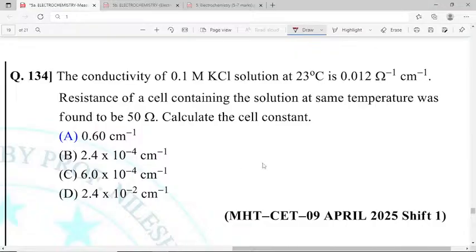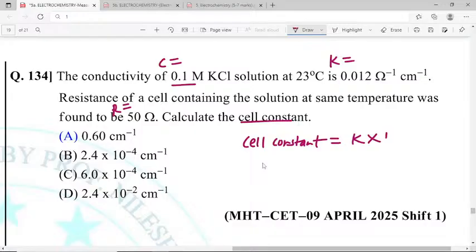The conductivity and concentration are given. Conductivity is given. Resistance is also given. Cell constant we have to calculate. So cell constant is equal to K into resistance. So substitute the value. What is the value for K? 0.012 multiplied by 50. So we'll get the answer 0.6.